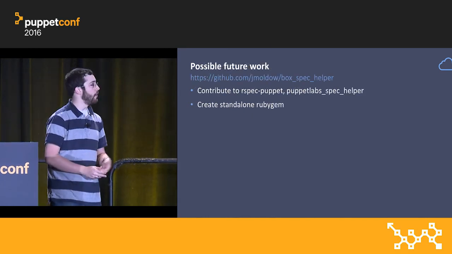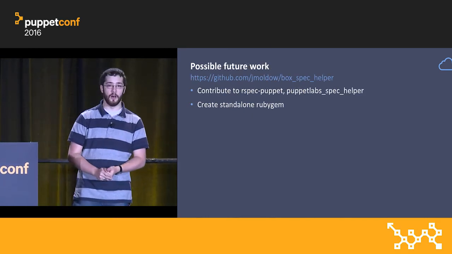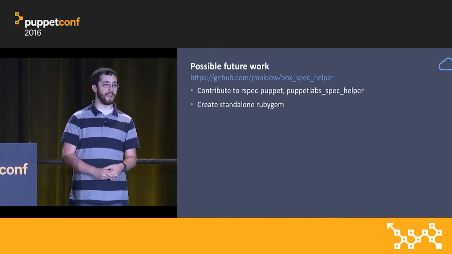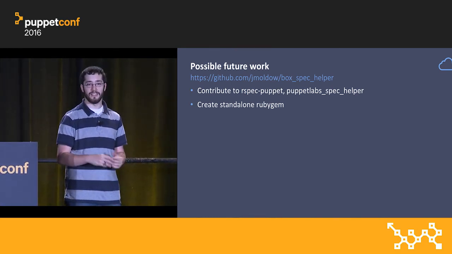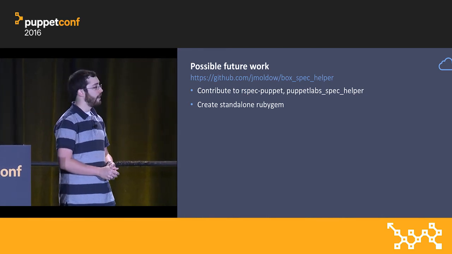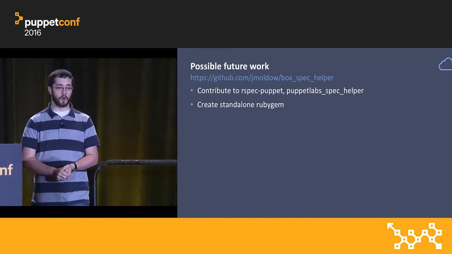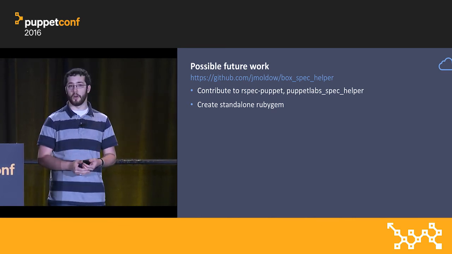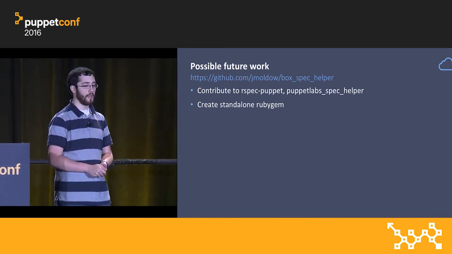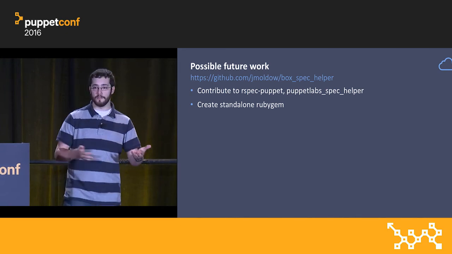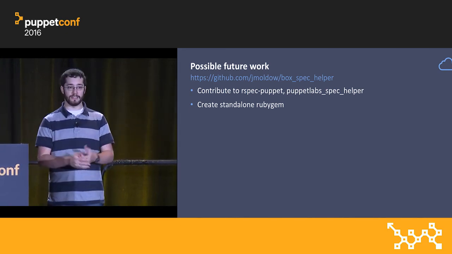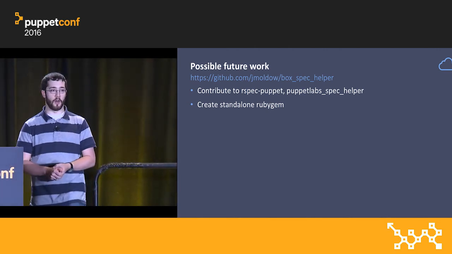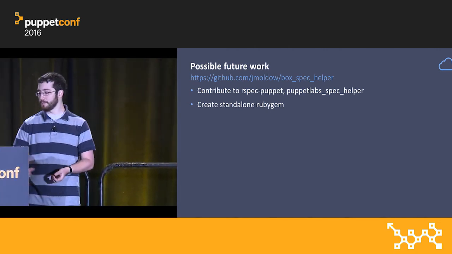Again, we have all the code available online on GitHub, and we'd be happy if people are having similar problems, if they take the code and try it out and see how well it works for them. Some possible future work is some of this stuff could potentially be upstreamed to RSpec Puppet or to Puppetlabs Spec Helper. Or if the need exists to keep it as a standalone project, we could potentially create a Ruby gem for it so that other people can install it more easily.